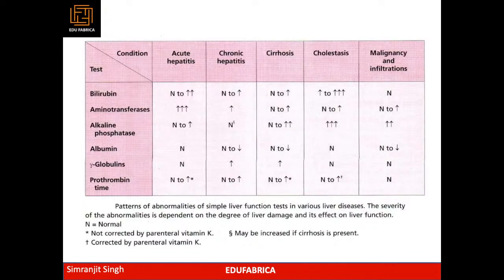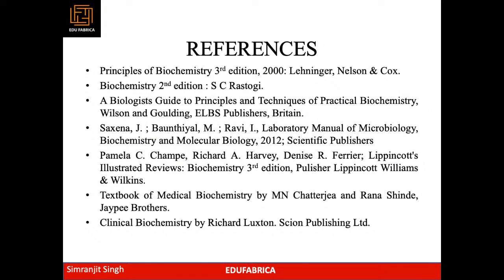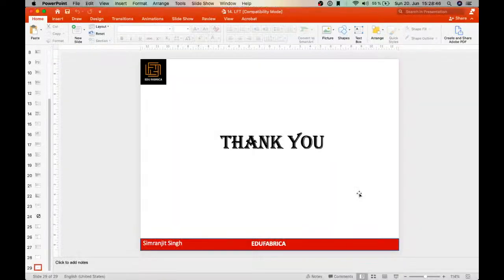So this is the summary of what we have just discussed: bilirubin, aminotransferases, alkaline phosphatase, albumin, gamma globulins, and prothrombin time. What happens in various diseases such as acute hepatitis, chronic hepatitis, cirrhosis, cholestasis, malignancy, and infiltrations, and how their values range. N is normal. A single arrow means moderately elevated, double means intermediate, and three arrows means highly elevated. So this was something about LFTs.